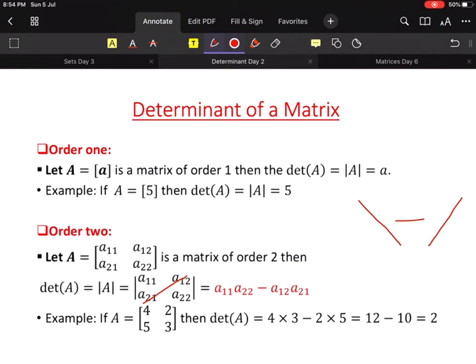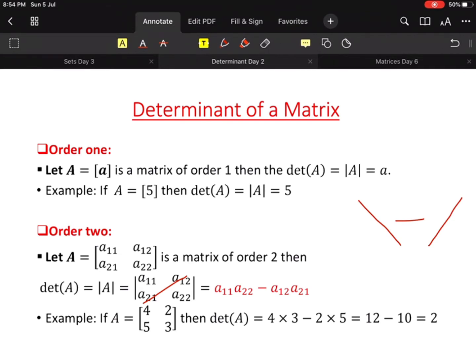Am I clear? Okay. So an example is given here. If A is equal to 4, 2, 5, 3, then the determinant of A is, first I go in this direction, 4 into 3, that is 12. Then minus sign, 2 into 5, that is 10. So 12 minus 10 is 2. Okay.